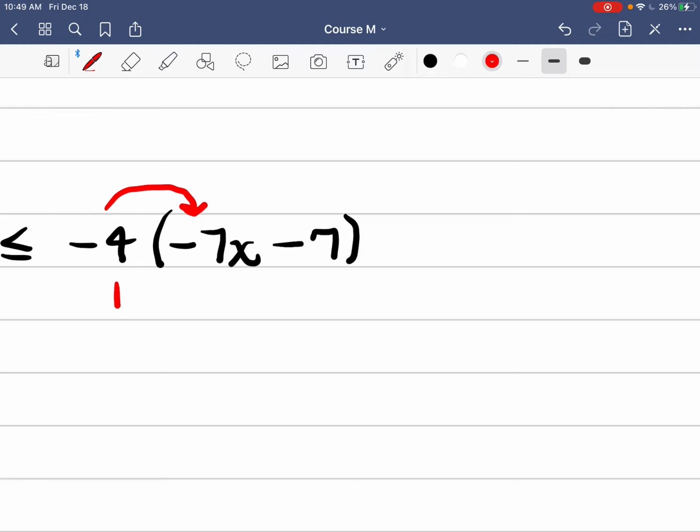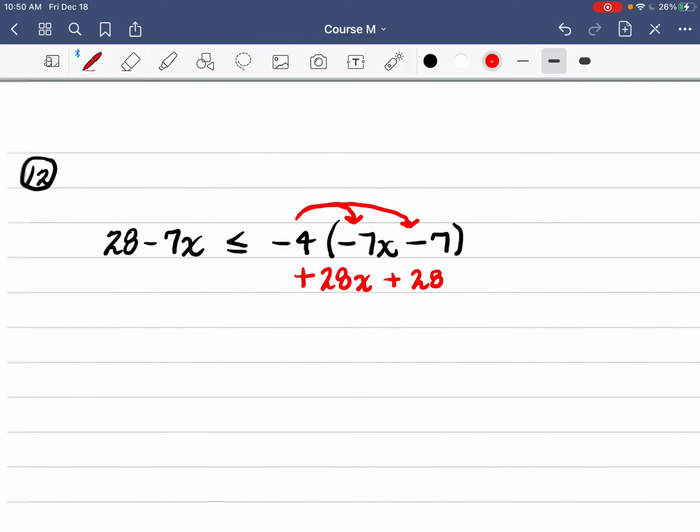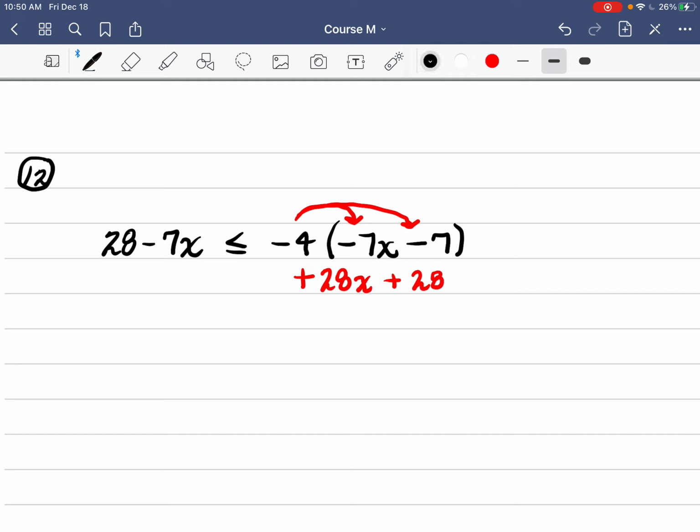Negative 4 times negative 7x is positive 28x. Negative 4 times negative 7 is positive 28, but there is no x. Then you copy 28 minus 7x is less than or equal to this side.